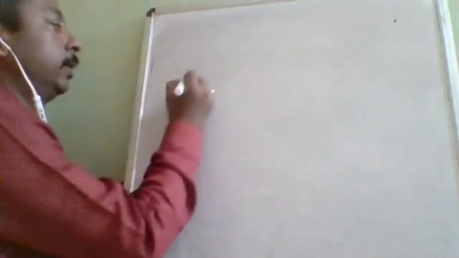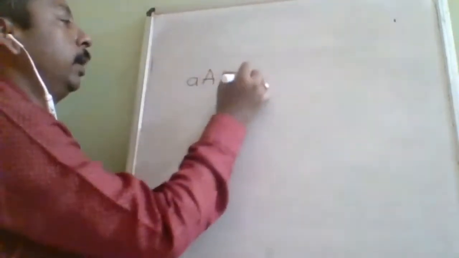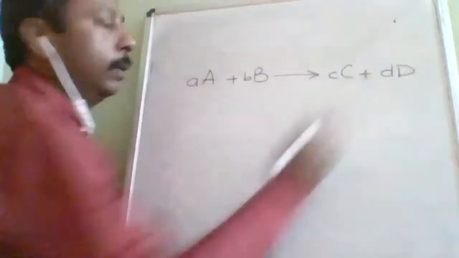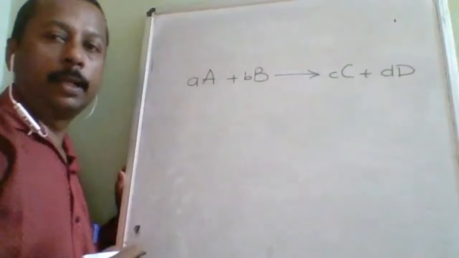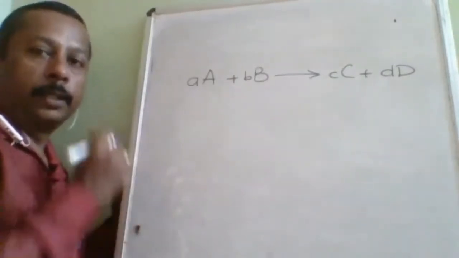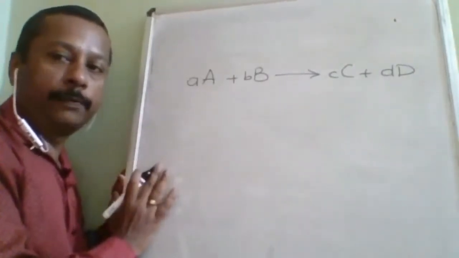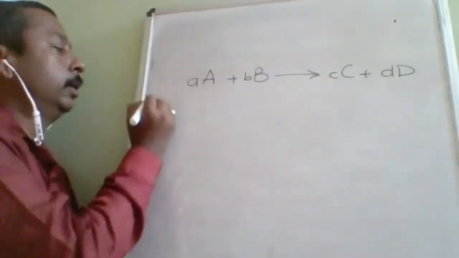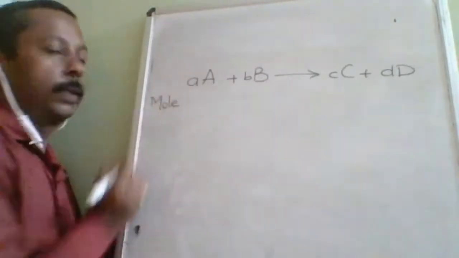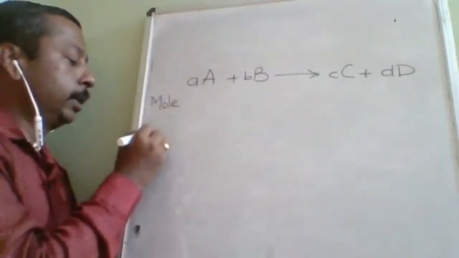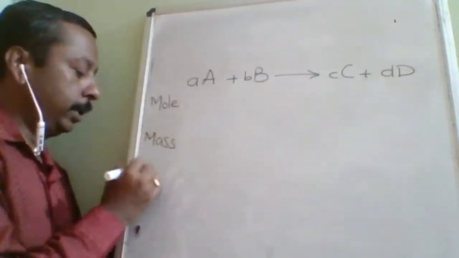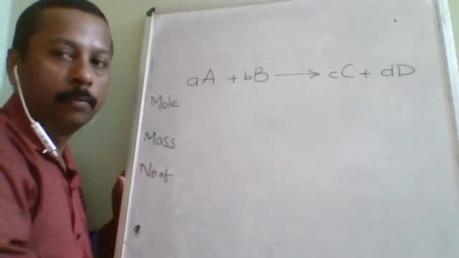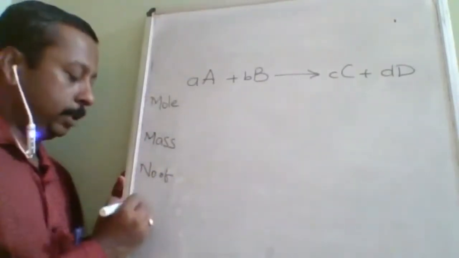Okay, so first let us take a moles of A reacting with b moles of B to form c moles of C and d moles of D. This is a general reaction. This reaction can be studied in 4 different ways. It can be studied in terms of the mole, in terms of the mass, in terms of the number of particles, and in terms of the volume.